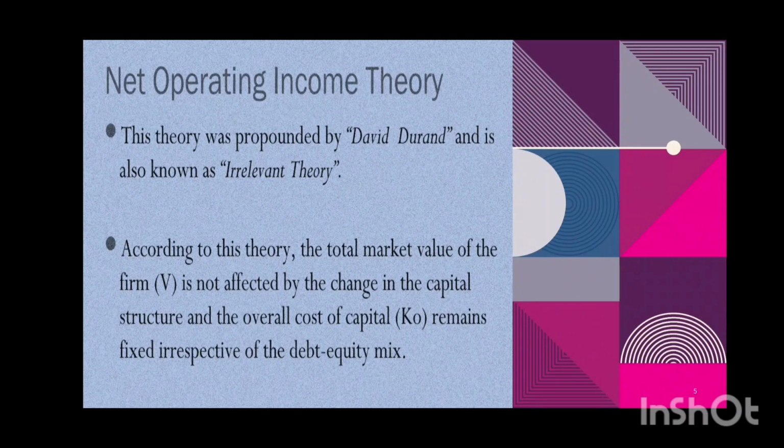The main reason behind it is, as we know, debt is considered a cheaper source of finance, but increased debt may also increase the financial risk of shareholders. So the benefit of cheaper source of finance can be offset by increased cost of equity. So let's discuss how cost of capital and value of firm can be calculated in net operating income approach.